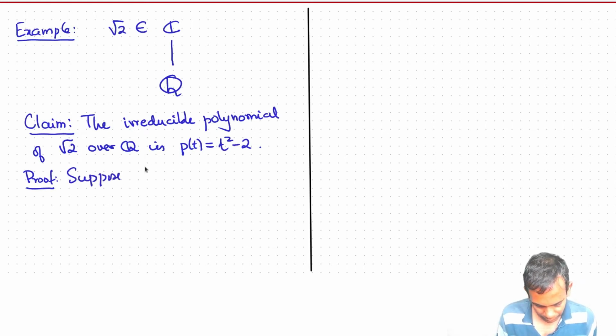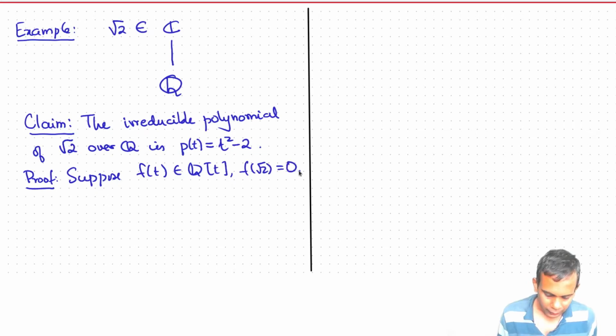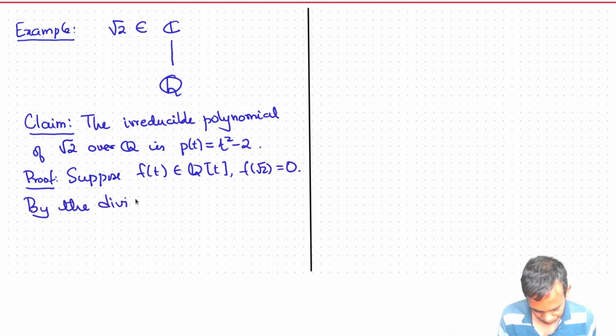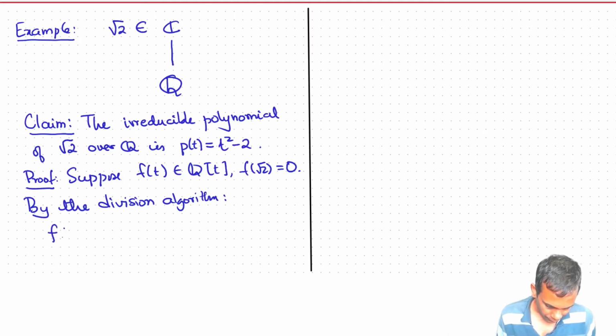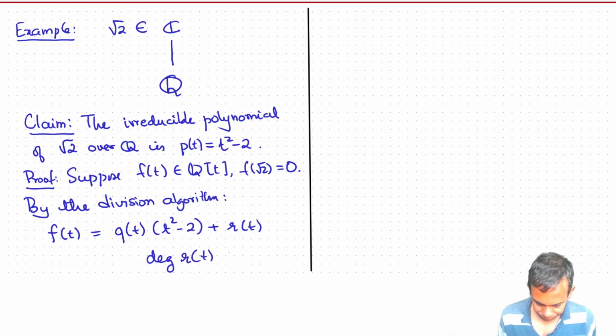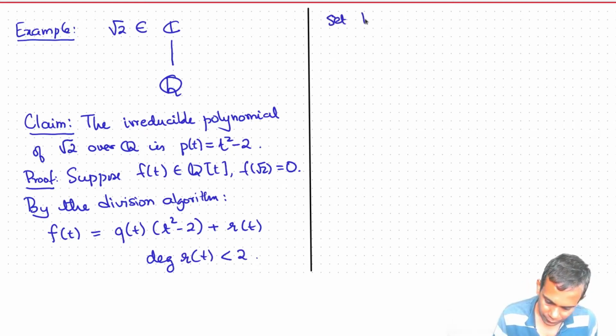So now suppose f(t) belongs to Q[t] and f(square root 2) is 0. Now apply the division algorithm in the polynomial ring Q[t], Euclid's division algorithm. We have that f(t) is q(t) times (t squared minus 2) plus r(t), where r(t) is some polynomial of degree less than 2, the degree of t squared minus 2. And now let's substitute square root 2, and what you get is 0. We assumed that f(square root 2) is 0, and t squared minus 2 also vanishes at t equals root 2, and so this is r(root 2).